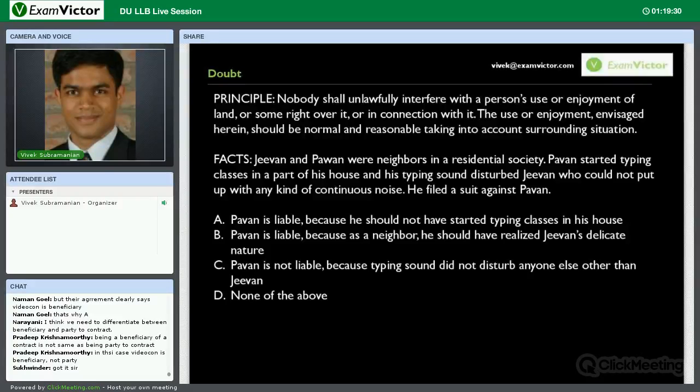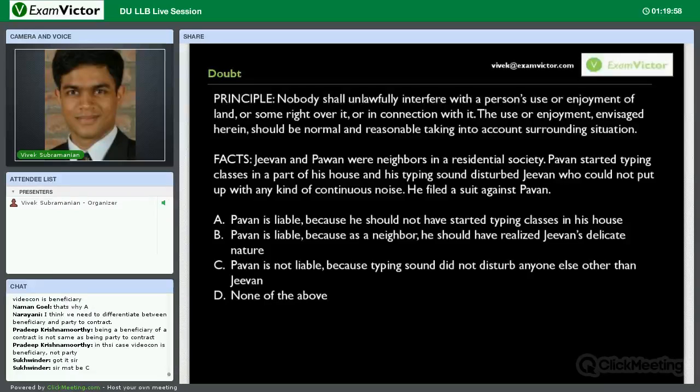Now the facts are Jeevan and Pawan were neighbors in a residential society. Pawan started typing classes in a part of his house, and his typing sound disturbed Jeevan, who could not put up with any kind of continuous noise. He filed a suit against Pawan. So what do we say? I think it's fairly simple.